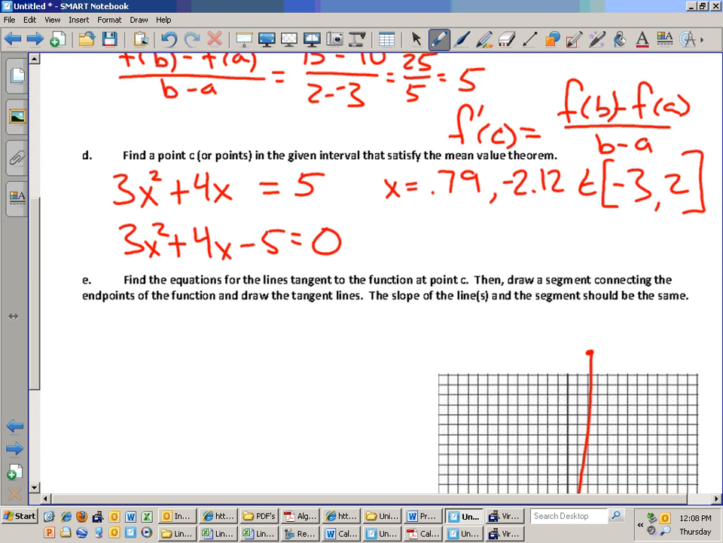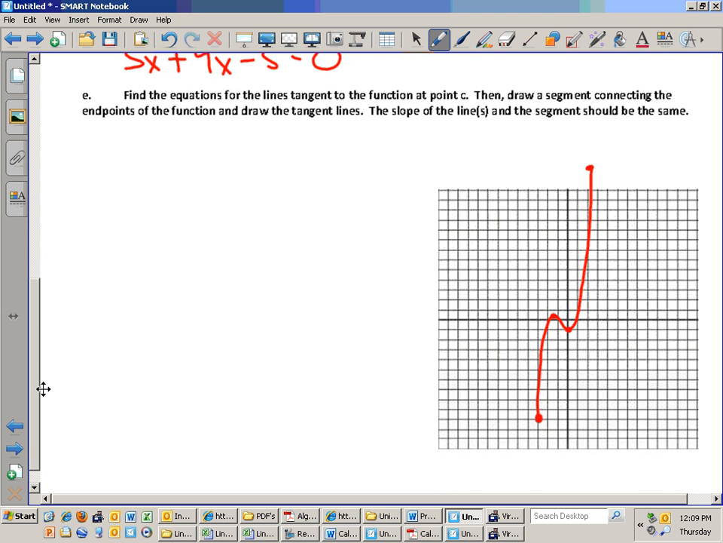Now, my concern yesterday was that you didn't fully understand what these 2 points meant. That's where the graph has a slope equal to 5, an instantaneous rate of change equal to 5. So to make sure that we make that connection, here's what I ask you to do. Find the equations for the lines tangent to the function at point C. There are 2 points, so we're going to have 2 equations for the line. Then we will draw them on here and connect the whole thing together.